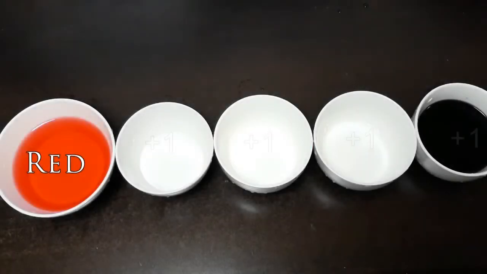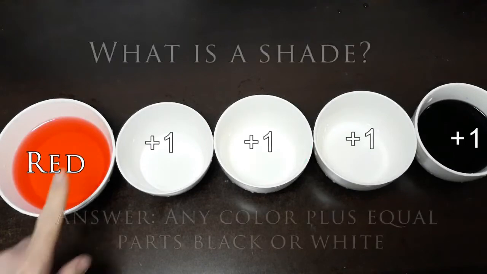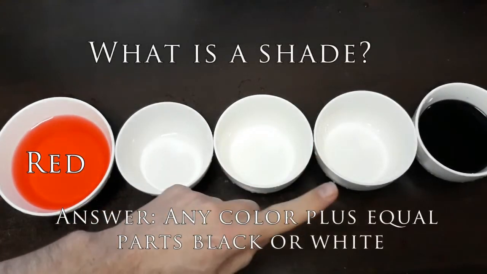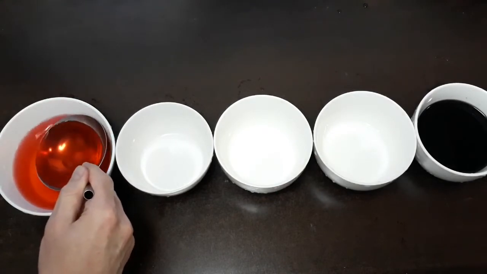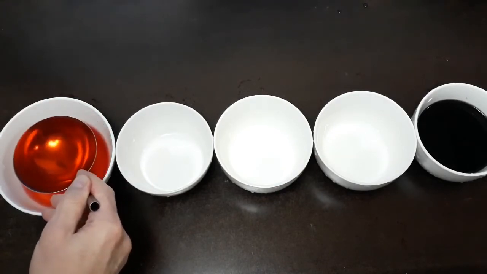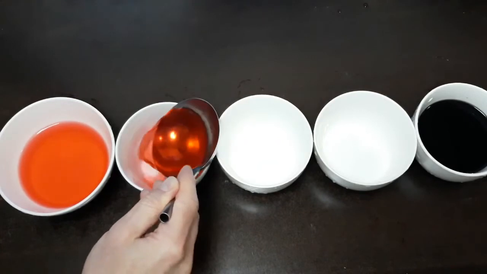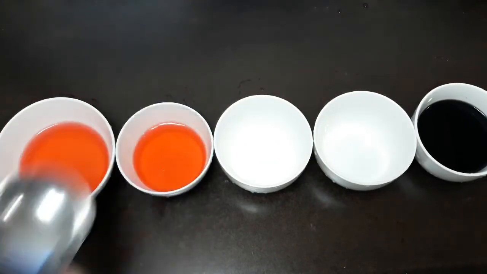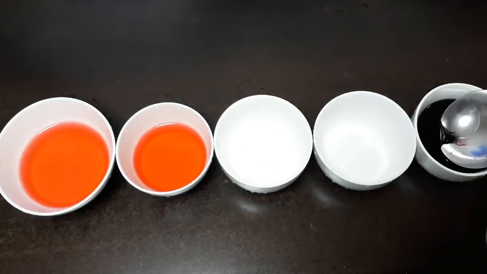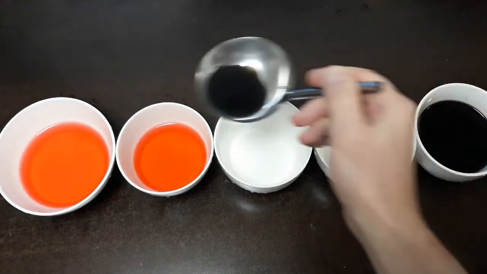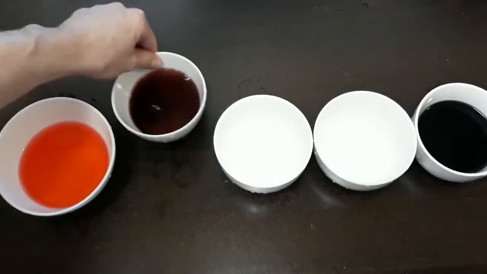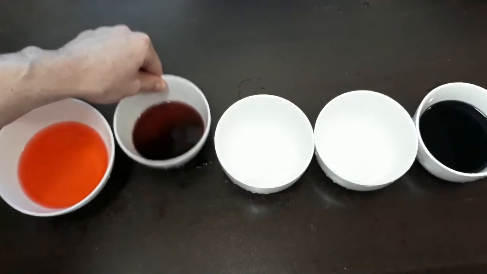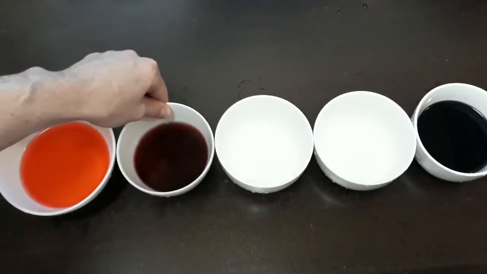For an explanation of what is a shade, it is any color plus black. Now we're going to take the red we have, let's do enough of it here, and I'm going to put it in this bowl, and then we're going to add some black to that. This is 1 shade darker. Okay, we're creating 1 shade darker.